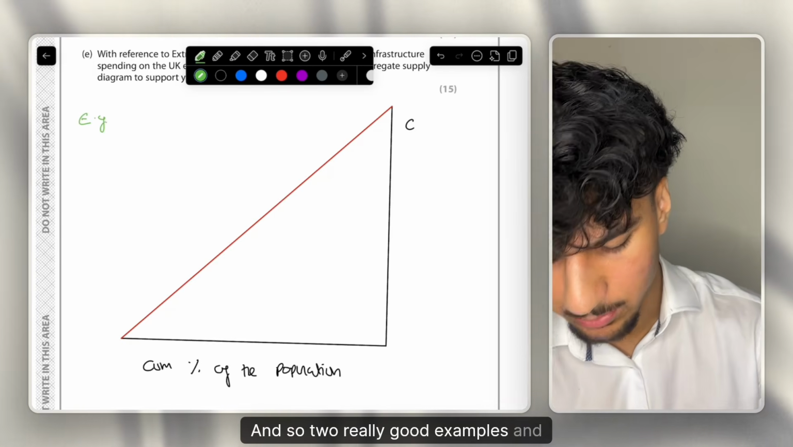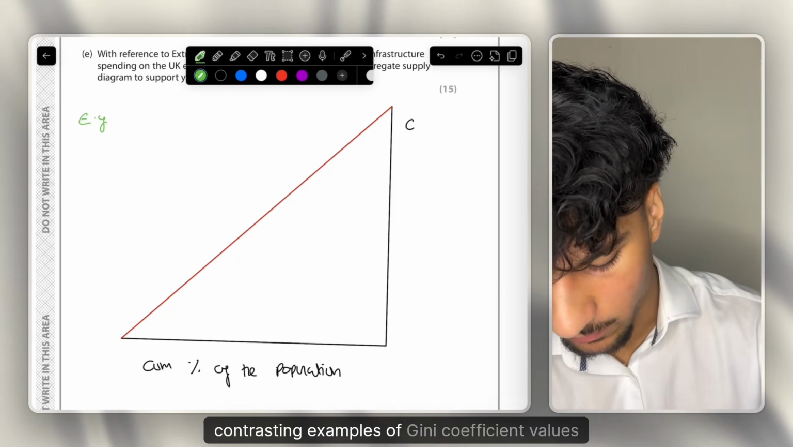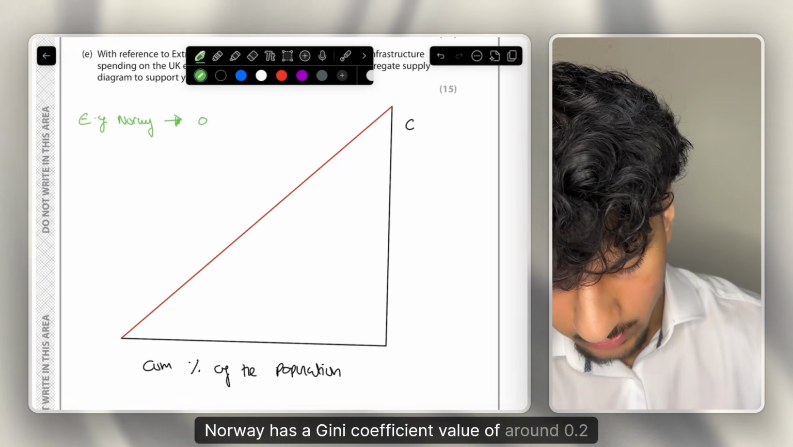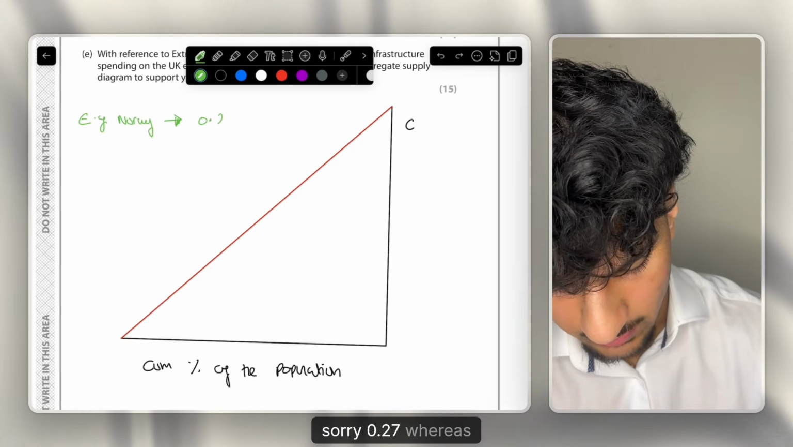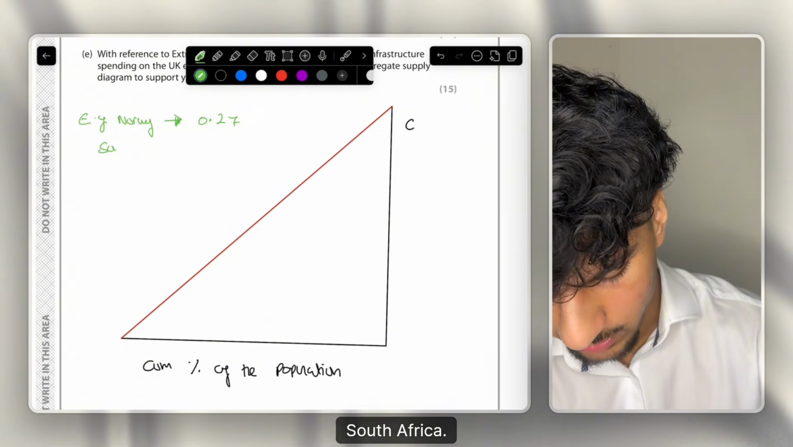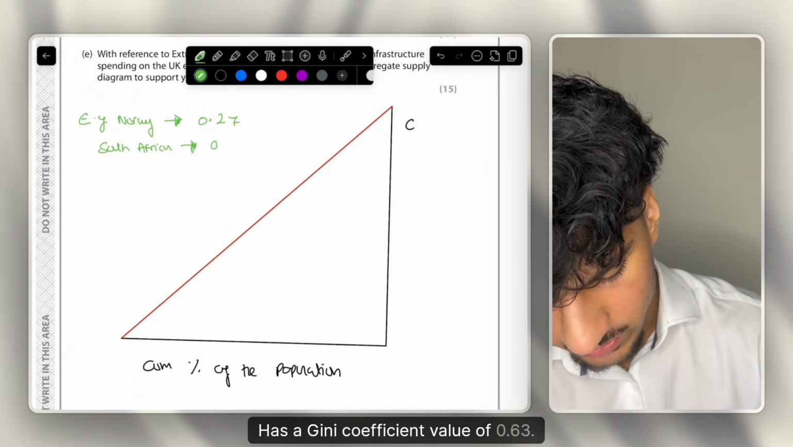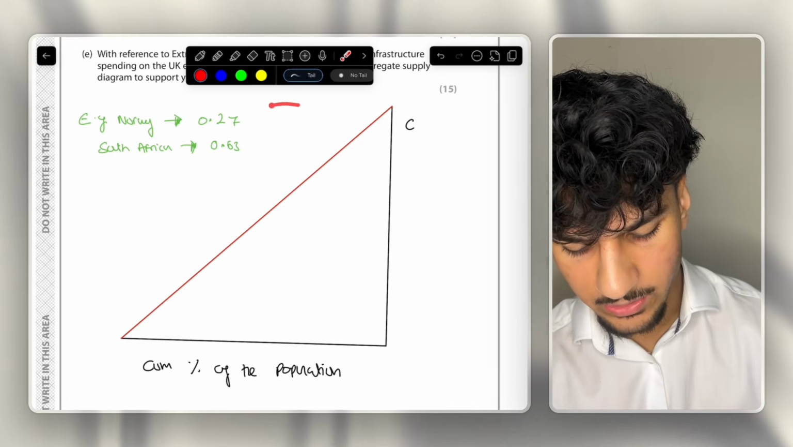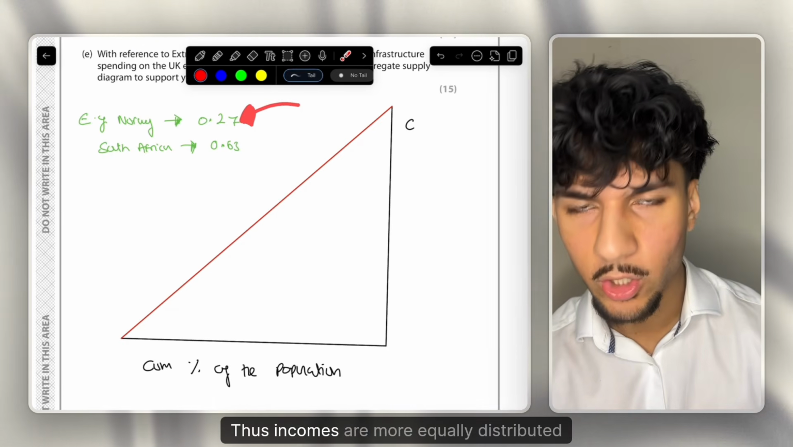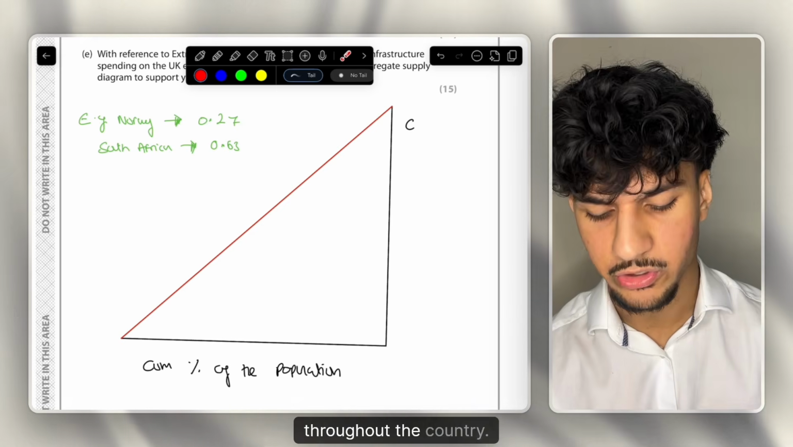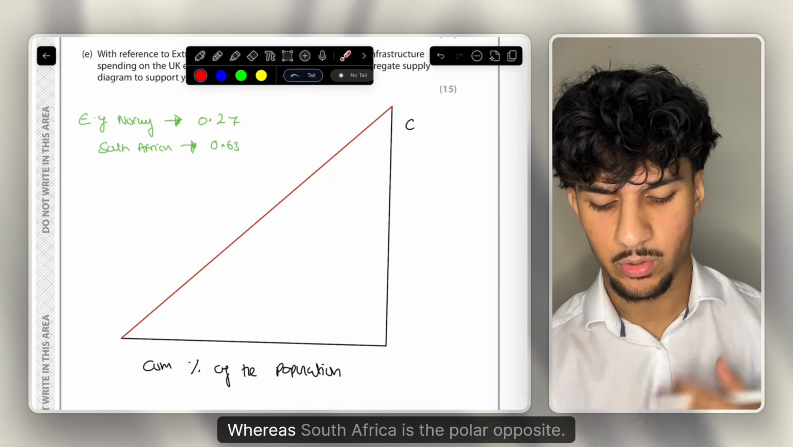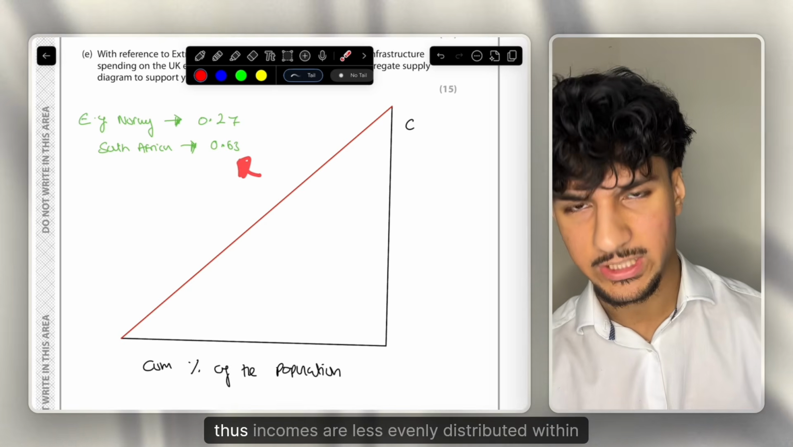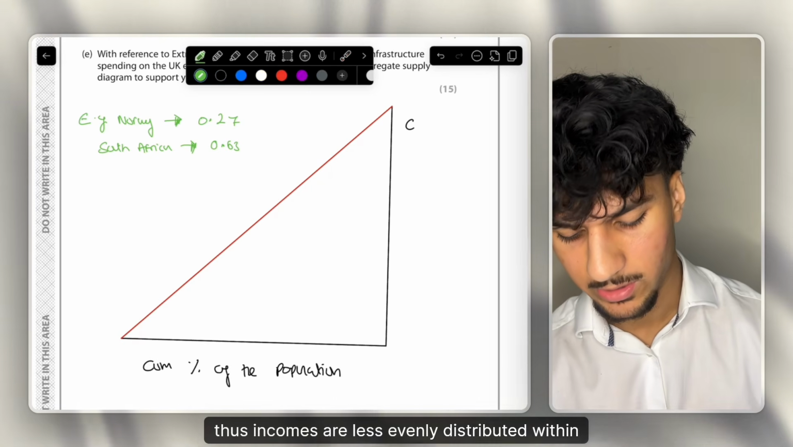And so two really good contrasting examples of Gini coefficient values are Norway and South Africa. Norway has a Gini coefficient value of around 0.27, whereas South Africa has a Gini coefficient value of 0.63. So what does this mean? Like we said earlier, Norway has a lower Gini coefficient value, thus incomes are more equally distributed throughout the country. There's less income inequality, whereas South Africa is the polar opposite. There are higher levels of income inequality, thus incomes are less evenly distributed within the country.